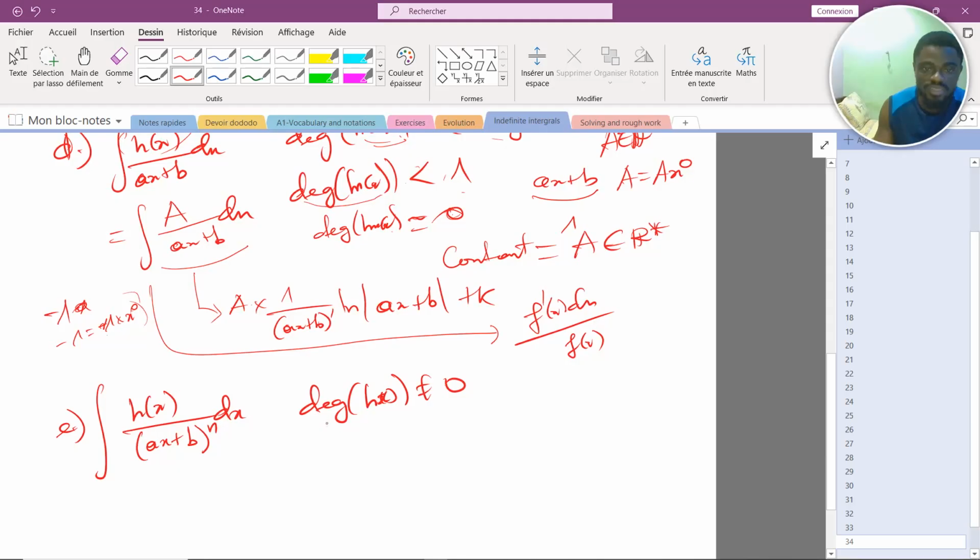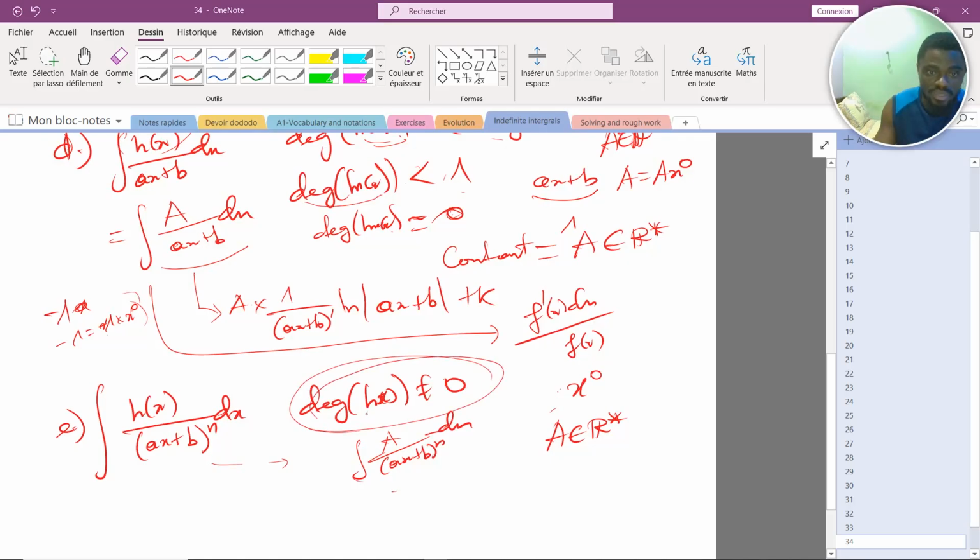Look at something. If the degree of h of x is equal to 0, it simply means that our polynomial, the highest power of x is 0. So our polynomial is necessarily a constant a belonging to R star. This means that this integral will come back to the integral of a all over ax plus b to the n dx, and you know how to integrate this. We saw it already. So that's why I'm putting this condition that the degree of h of x must not be equal to 0.